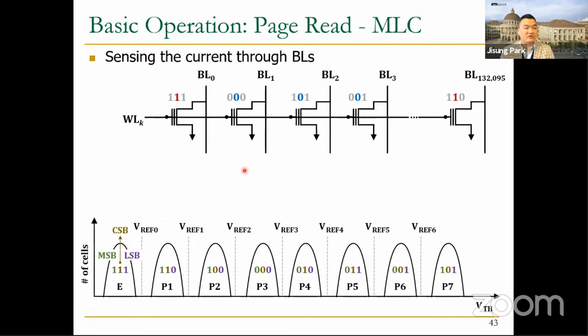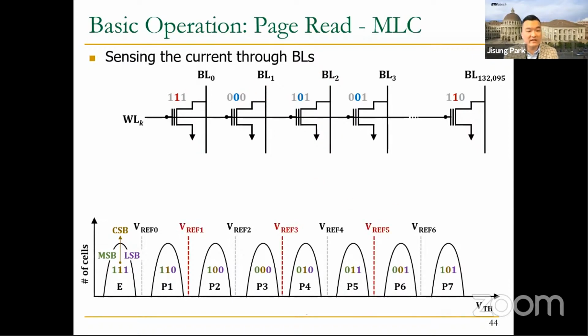Okay, let's dive into a more interesting case, multi-level cell NAND flash memory. Here, each cell stores 3 bits, and we are going to see the case of reading the central significant bit, CSB in short, which is the middle bit within the 3 bits stored, which I highlighted using red or blue colors, depending on their values.